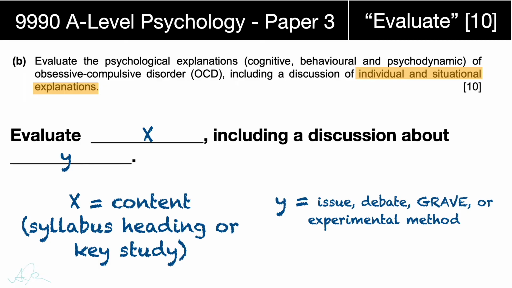Okay, that's a key study, so you don't really need to grab a whole heading from a syllabus. Or you could say, evaluate the treatments of OCD, including a discussion about the nomothetic approach, or something like that. Okay, as I said before, you should know some positives and negatives for each debate, for the shorter evaluation questions especially.